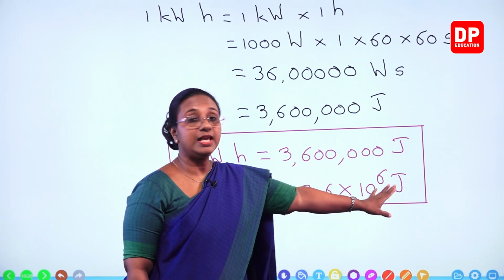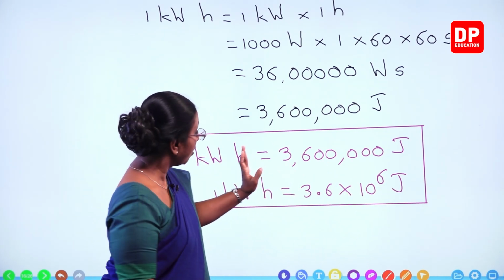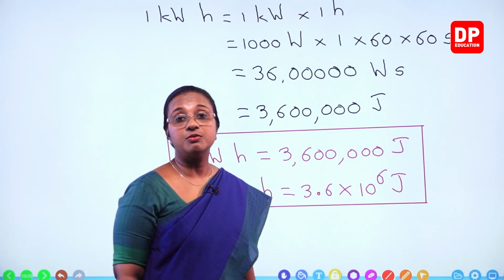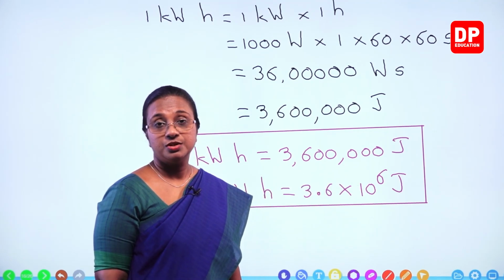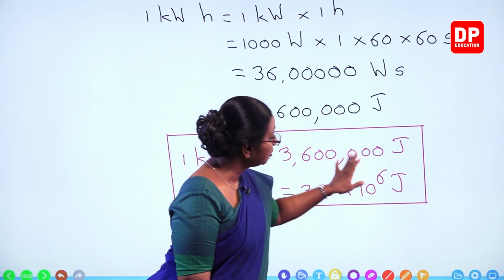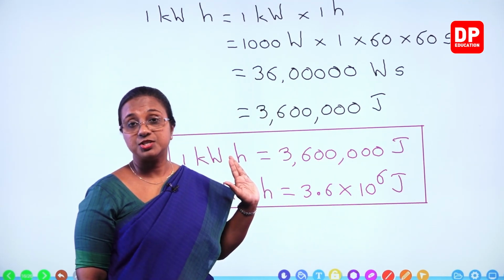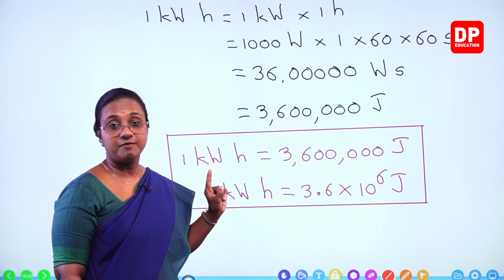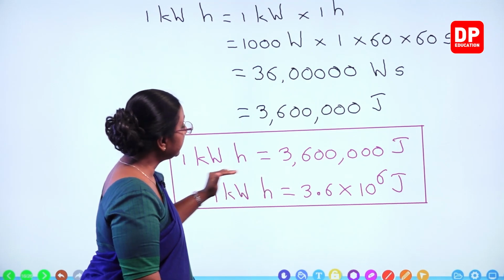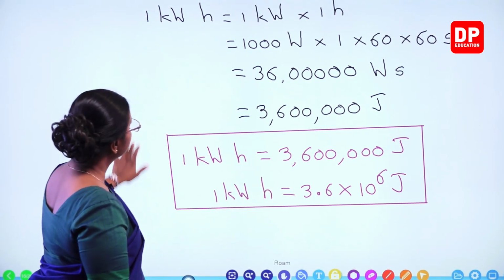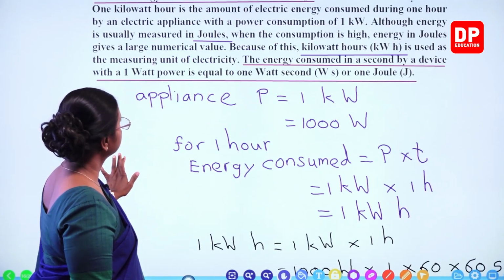Otherwise, it is going to be 3,600,000 joules. So that is a very large amount. It's difficult to use joules as the commercial unit. So because of that, we use 1 kilowatt hour. But you need to know the equivalent value. Is that clear? So this is what is given to you all here, students.